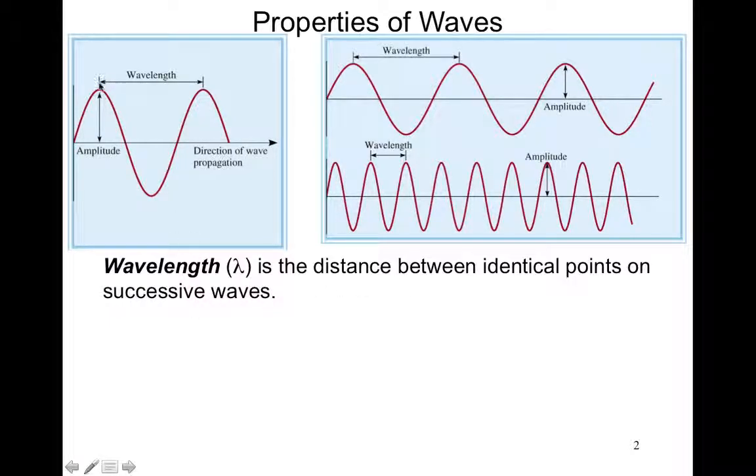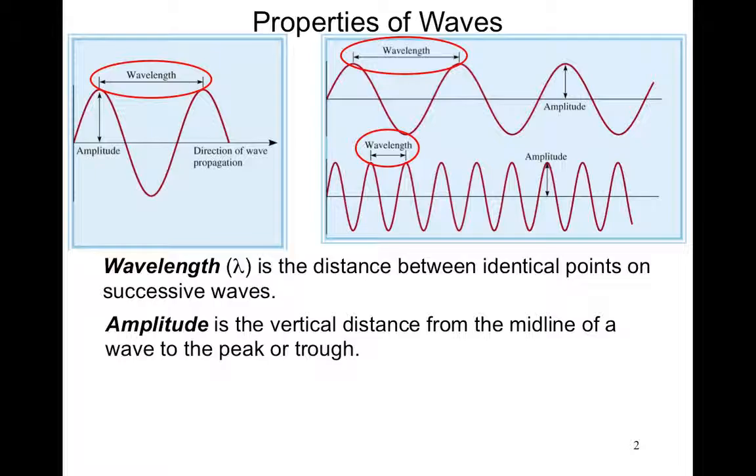So here they go from the peak of one wave to the peak of another wave. That's its wavelength. So you see this top wave has a very long wavelength. The bottom wave has a very short wavelength. You could do the same thing for maybe trough to trough, or midpoint on the way down to midpoint on the way down, kind of however you wanted to do it.